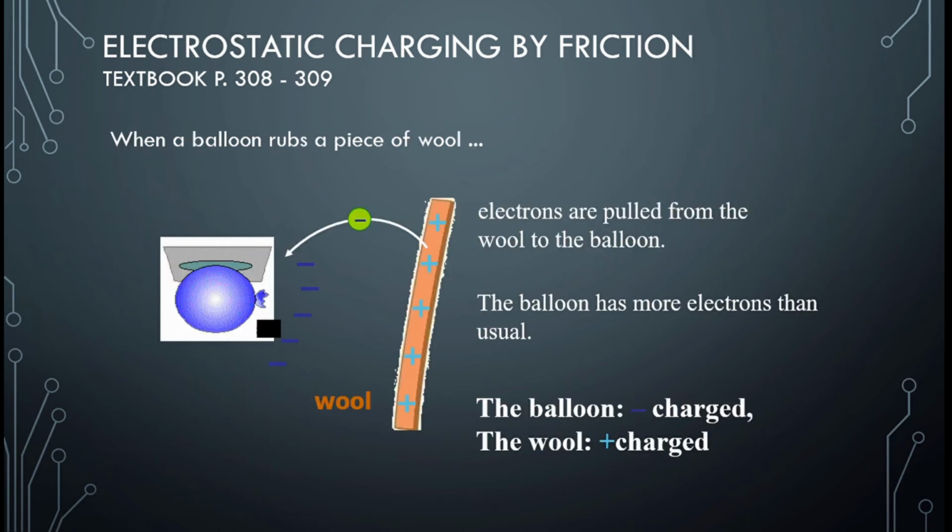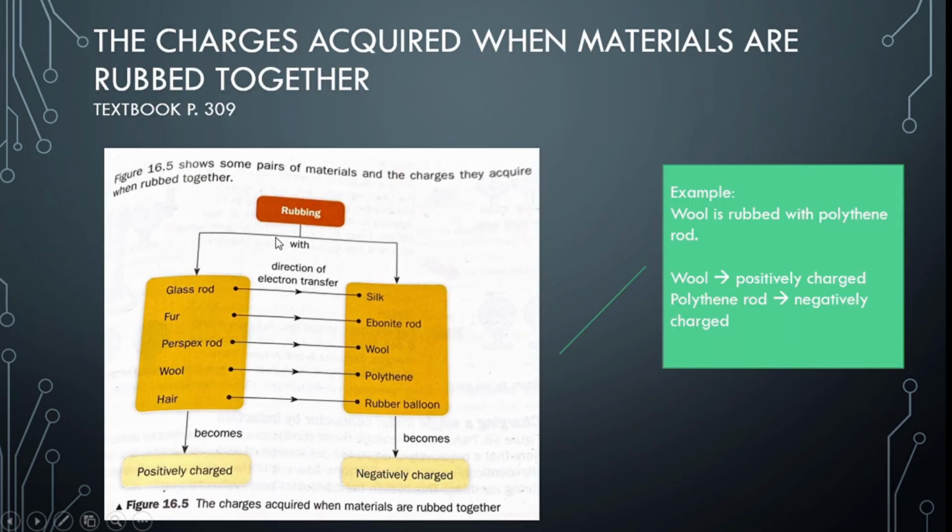Take a look at another example. When a balloon rubs a piece of wool, look at this. Electrons are pulled from the wool to the balloon. The balloon has more electrons than usual. Now, the balloon is negatively charged, while the wool is positively charged, since it loses some electrons. Now, let's take a look at the charges acquired when the materials are rubbed together. Of course, in this case, they are common materials.